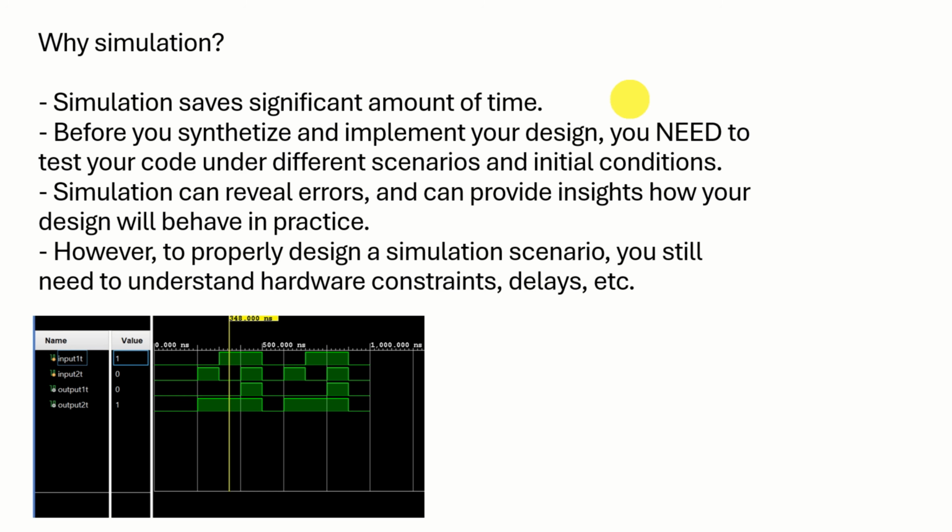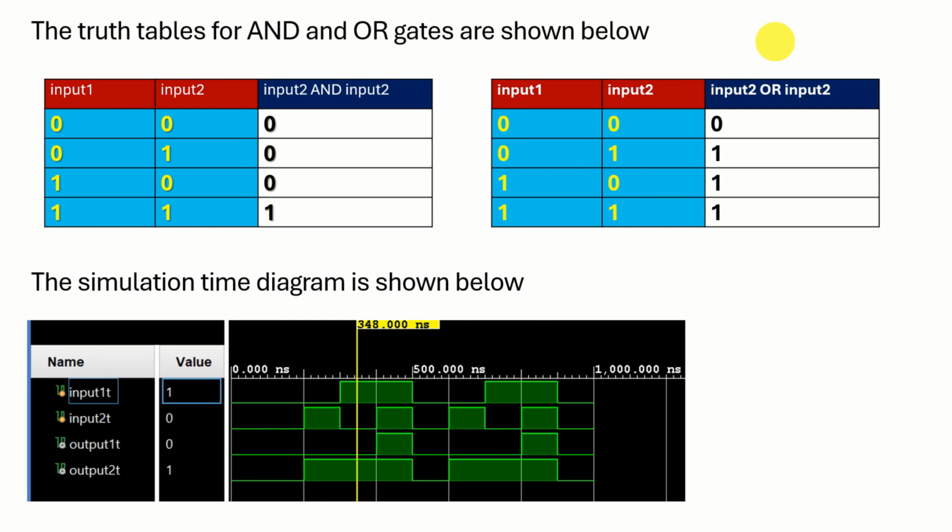And finally, to properly design a simulation scenario, you still need to understand your hardware constraints, delays, and some other parameters of your design. As mentioned previously, in this video tutorial, we will implement and/or gates. Here are the truth tables of and/or gates. Let's start with the AND gate. Here we provide two inputs to our AND gate, input 1 and input 2. And over here you can see the output.